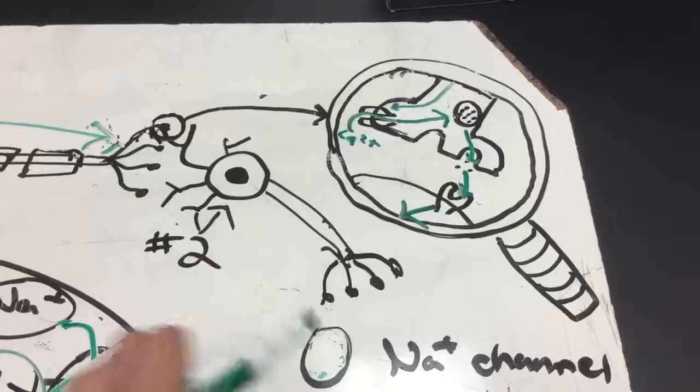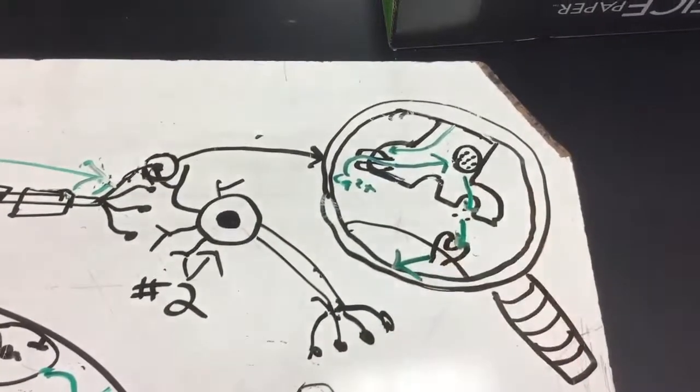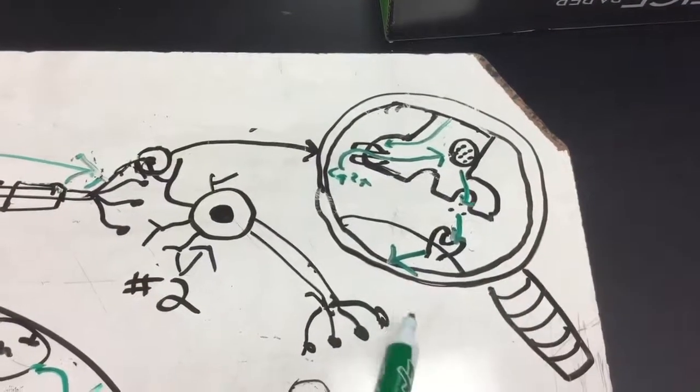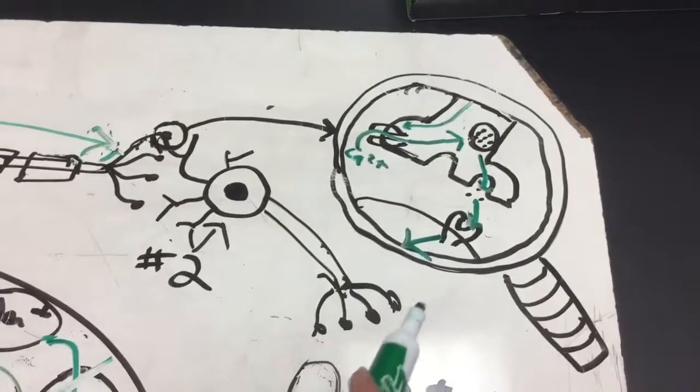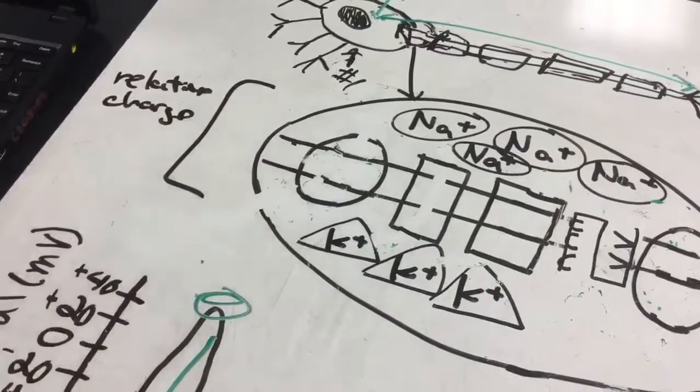And this will cause the vesicles containing neurotransmitters to fuse with the synaptic terminal, and this will release them as seen here. Then the neurotransmitters will cross the synapse and bind onto a postsynaptic receptor, and this will cause an excitatory or inhibitory response. Alright, so here's a close-up view of the node of Ranvier.